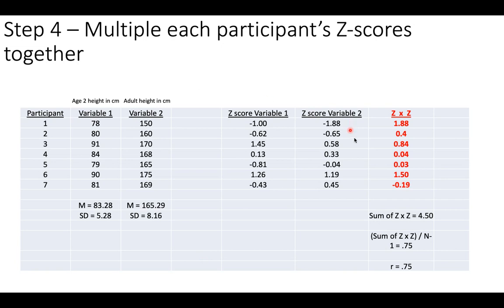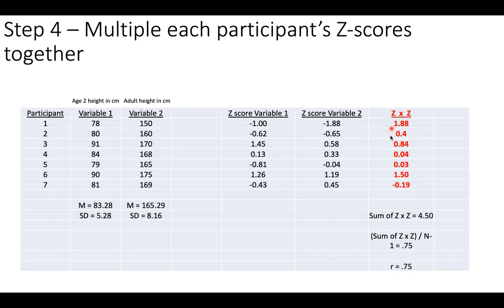Step 4, our next step, is to find our z products. So we take each person's 2 z-scores and we multiply them together. So -1 times -1.88 produces a positive 1.88, right? 2 negatives multiplied together gives me a positive. We do that for each individual. We just multiply across, multiply across, multiply across.